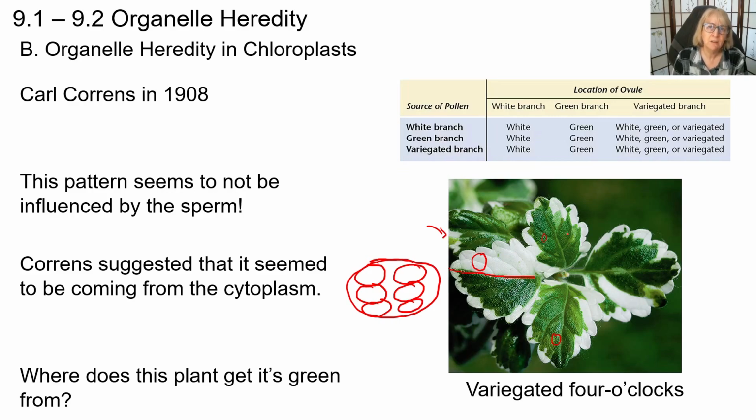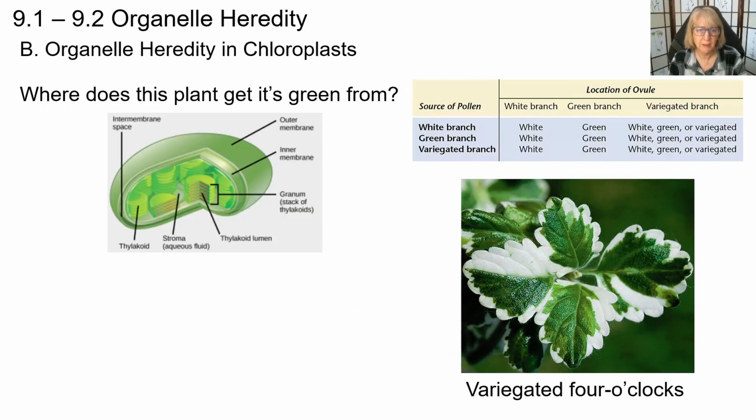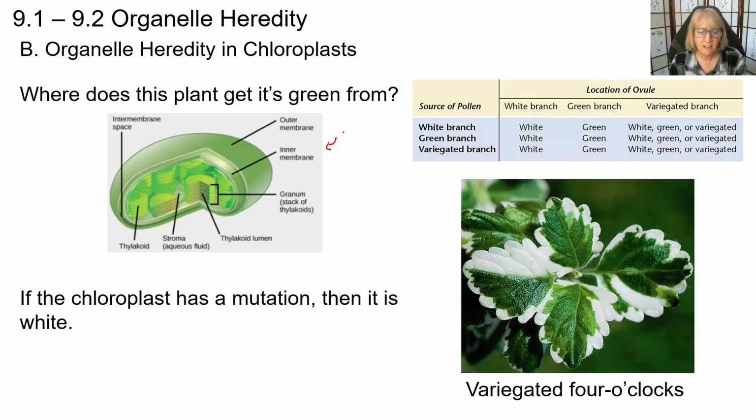This could be codominance, but we're looking at something here that really doesn't have 2 different kinds of cells. It looks more like Barr body expression to me, and something without X and Y chromosomes. So the plant is actually getting its green from the chloroplasts. If it has a chloroplast with a mutation, then what we're seeing is that chloroplast not functioning properly. Chloroplasts with mutations are white.